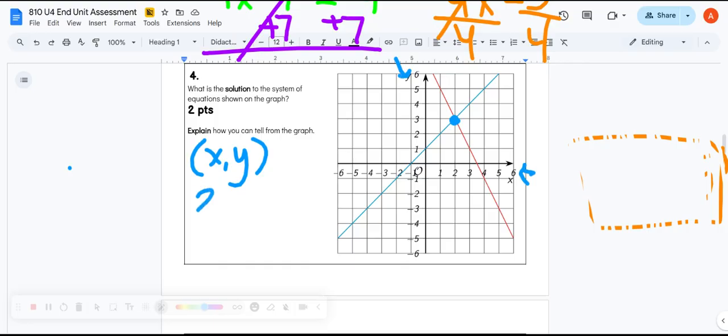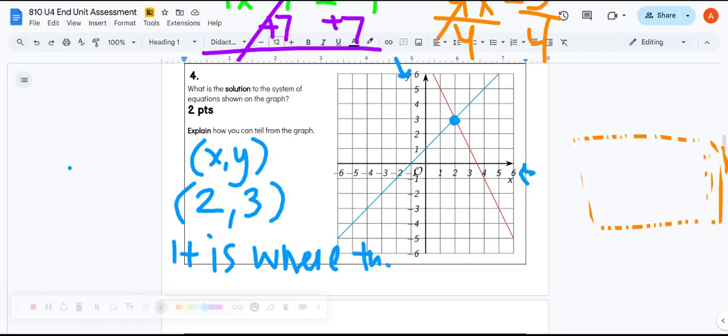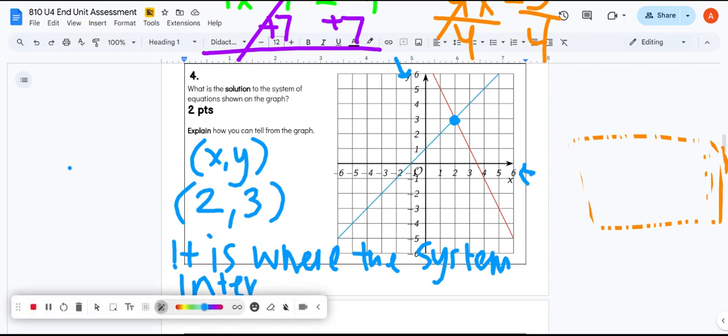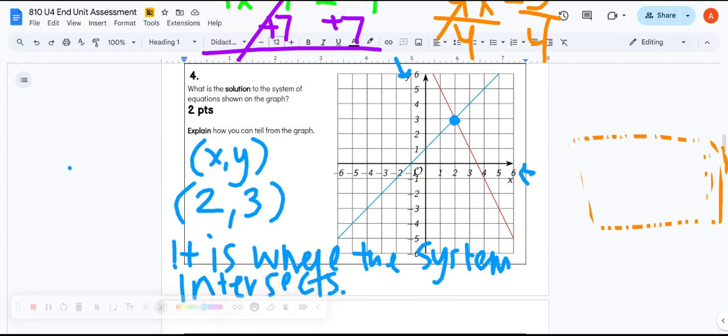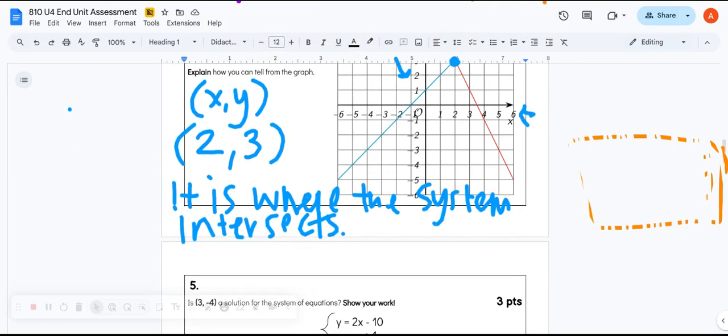So I now know it intersects at (2, 3). Explain how you know what the point is? I'm literally telling you right now. It is where the system intersects. That's my solution. Awesome. Moving on to number 5.